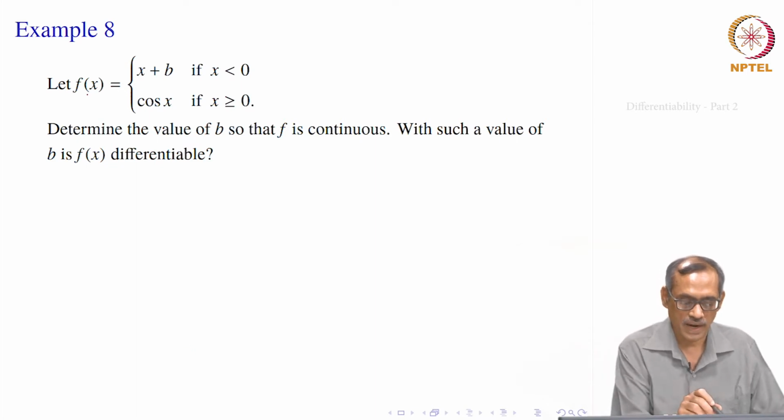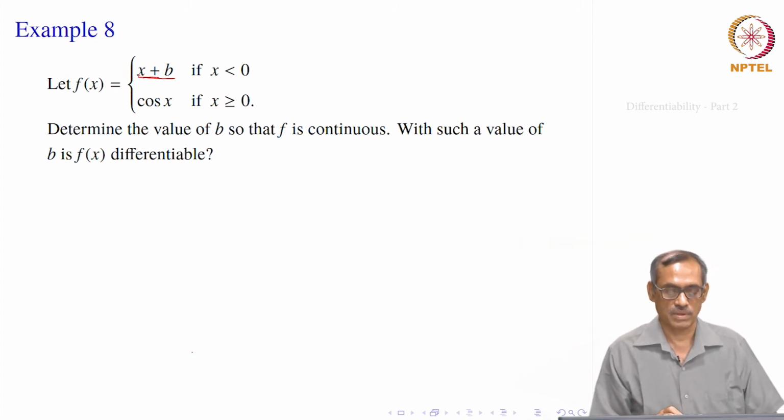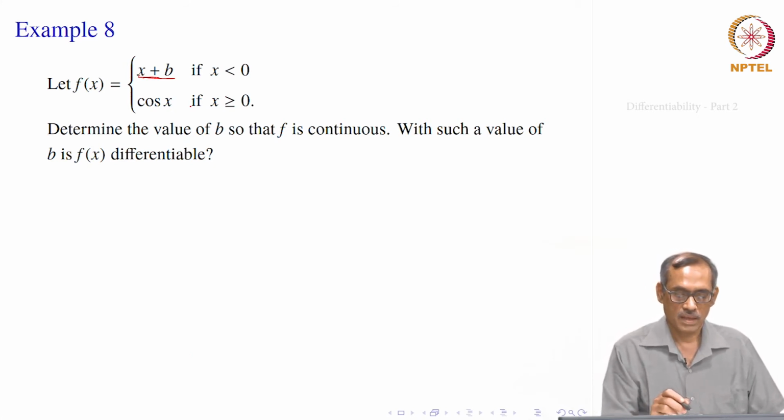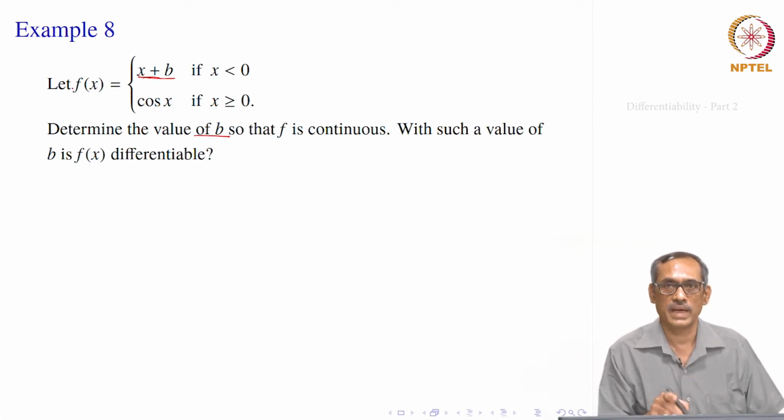Here the function is defined as x plus b, b is an unknown here, we have not specified what this b is, for x less than 0, and it is cosine x for x greater than or equal to 0. So, it is defined for all real numbers x. So, the question is, this unknown b has to be determined so that f becomes a continuous function. So, we are using continuity again here.